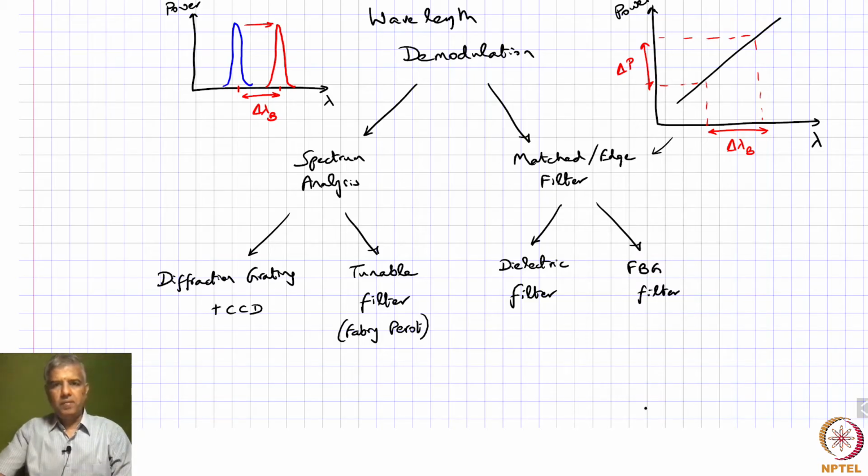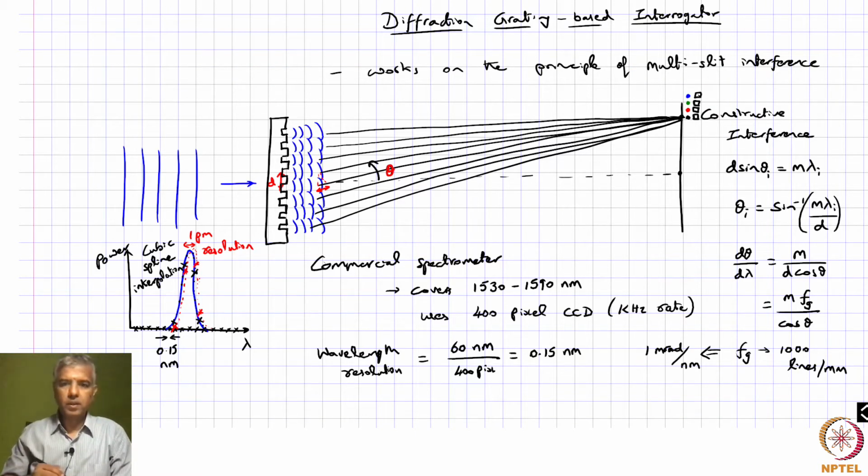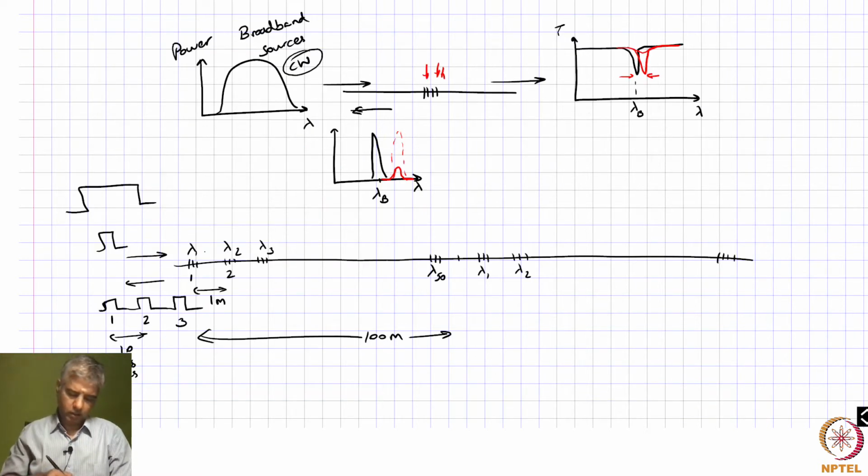In looking at wavelength demodulation techniques for fiber Bragg grating based sensors, we realized that one family of that is spectrum analysis, and within that we were discussing these diffraction and CCD based interrogators. We were looking at the basic concept behind that, and what kind of performance issues we can expect out of such interrogators.